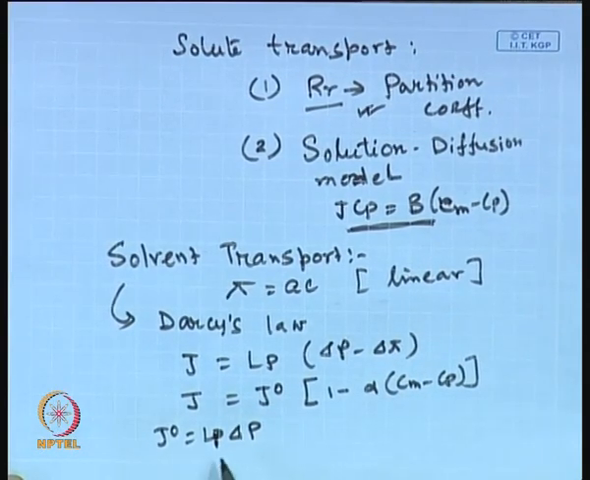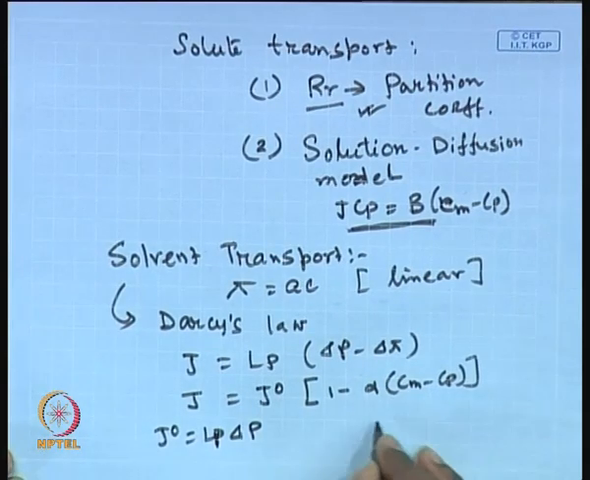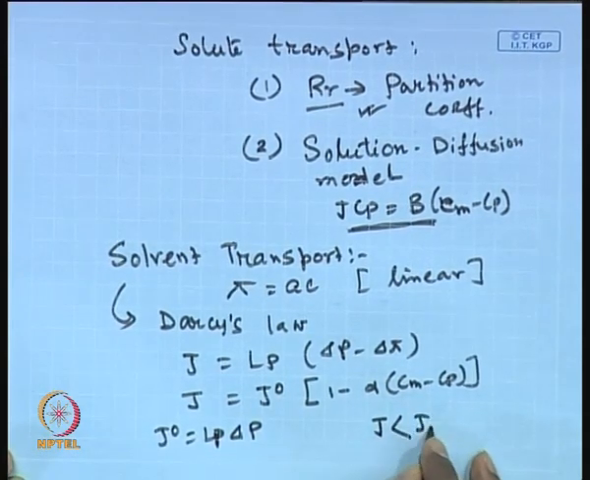Therefore, for any membrane separation system operating under delta p, you should expect a maximum flow rate or maximum productivity of Lp times delta p. If you use a solution, the productivity of the permeate flux will always be less than Lp times delta p. So, J naught is the maximum permeate flux. When can you expect the maximum permeate flux in your system? At the very first instance, before the onset of concentration polarization. Therefore, any J will be less than J naught.